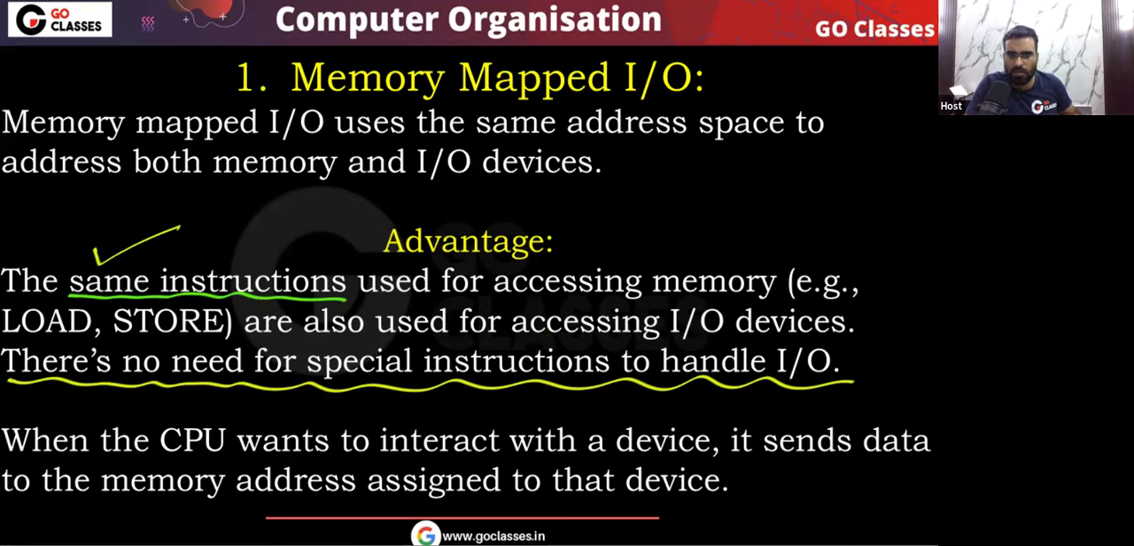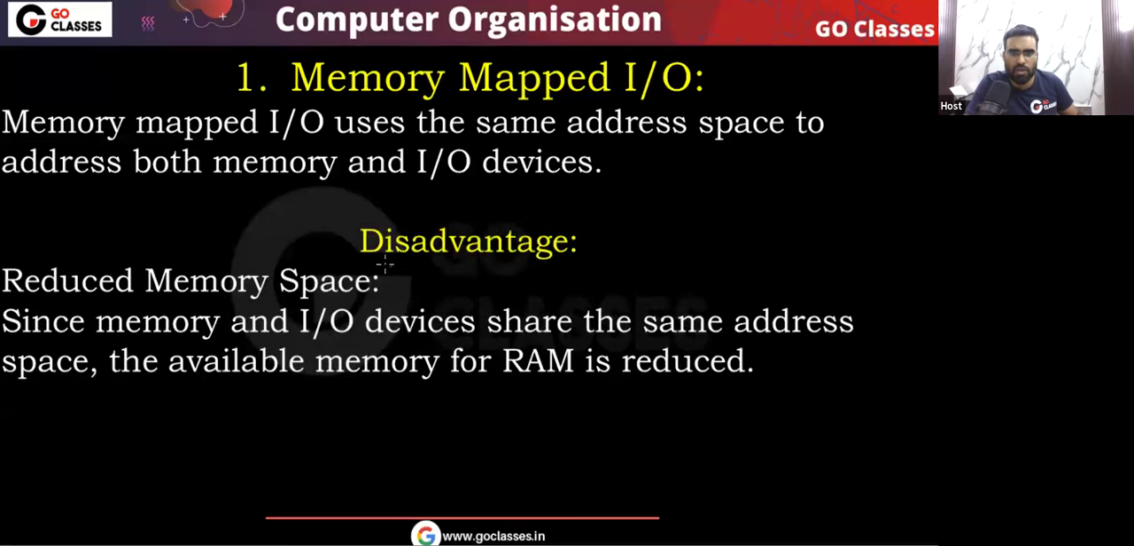Okay, so very simple. Now let's move on. So what is the disadvantage? Can anyone tell me what is the disadvantage of memory mapped IO? I told you the advantage. What is the advantage? That we don't need special instructions. We don't need new instructions.